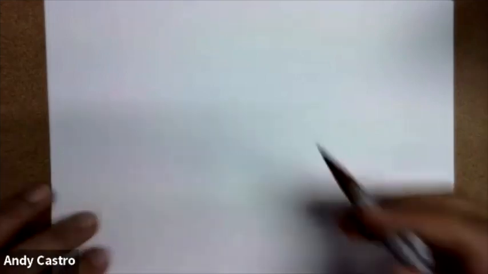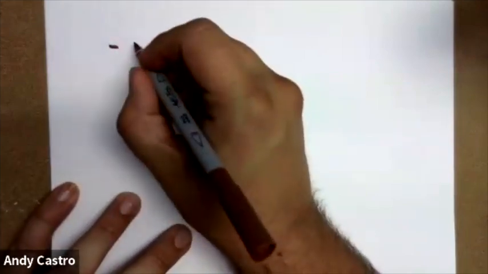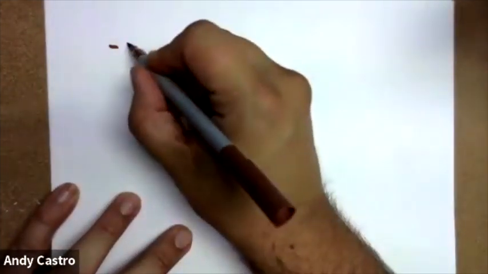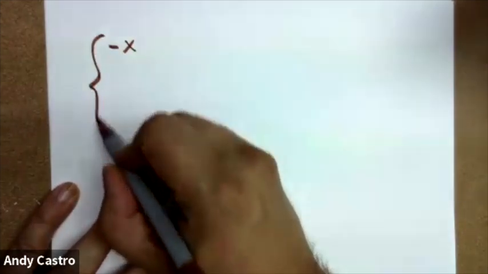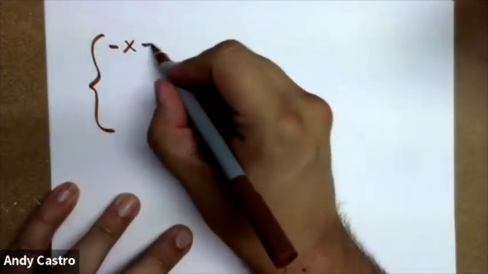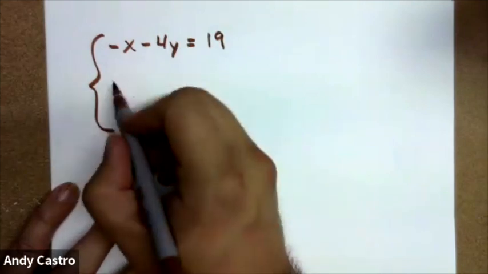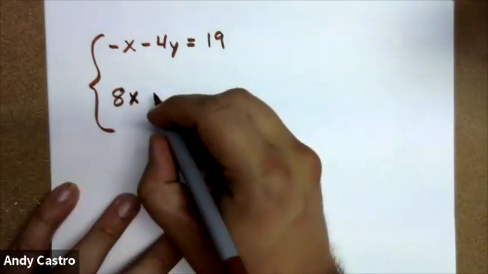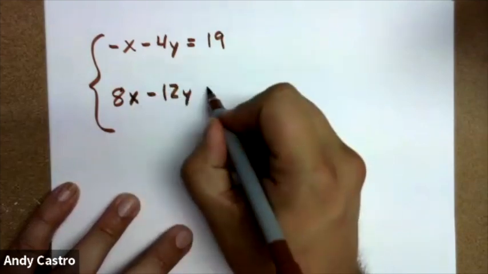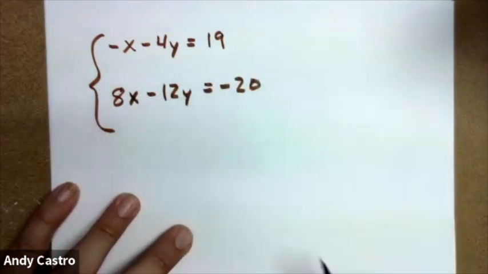All right. So I think you probably have a little bit of the idea of how elimination works. We simply add or subtract the two equations together in an effort to get rid of one of the two variables. But let me throw one at you where you can't simply add or subtract, but you still can use elimination. So let's do negative x, and again, this is a system of equations. Negative x minus 4y is equal to positive 19. And then 8x minus 12y is equal to negative 20.